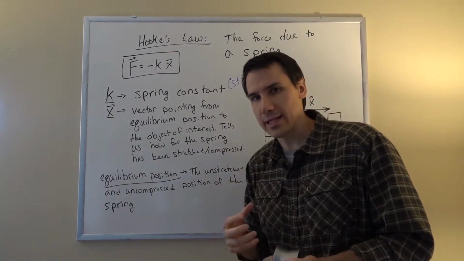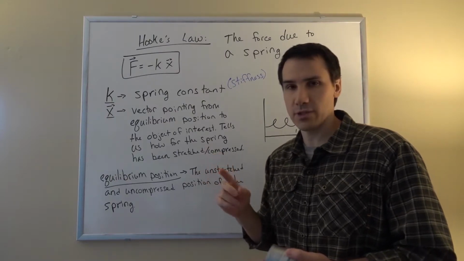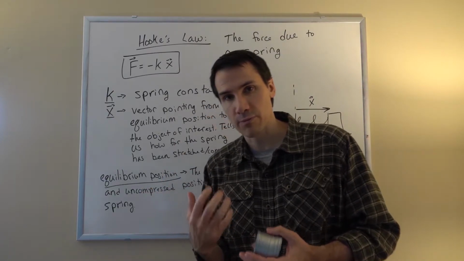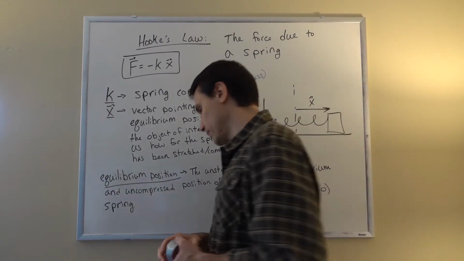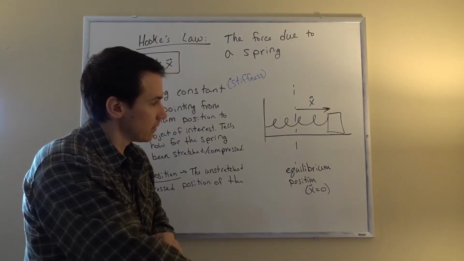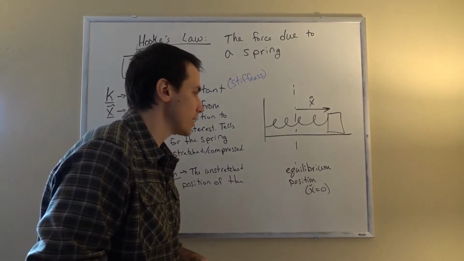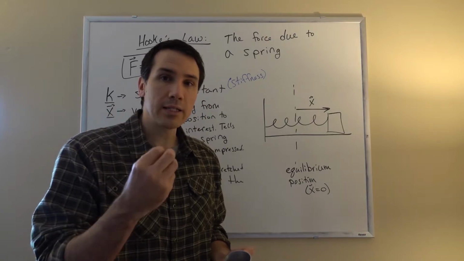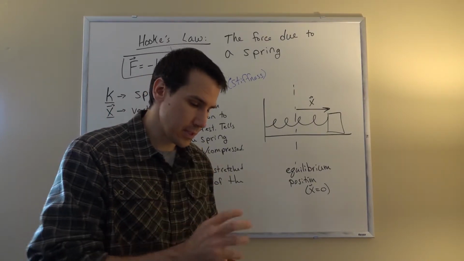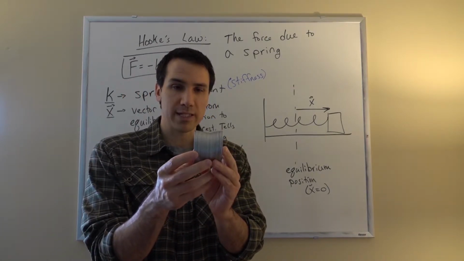So x is my vector that points from the equilibrium position to the object of interest. And it tells us how far the spring has been stretched. So for this, we're going to look at this diagram here. This diagram shows me my equilibrium position. So the equilibrium position is the unstretched and uncompressed position of the spring. So for example, this is the equilibrium position of my slinky.